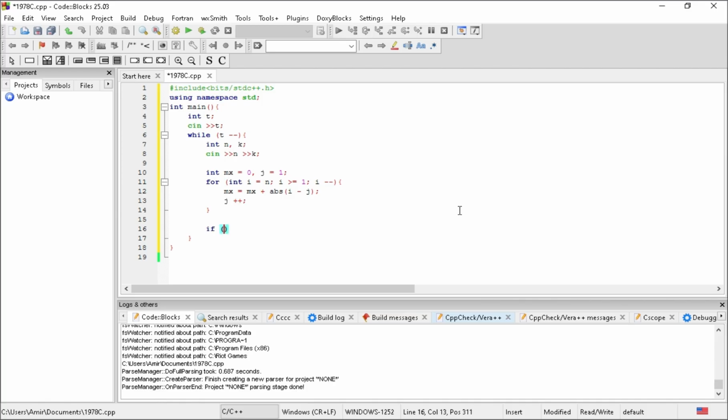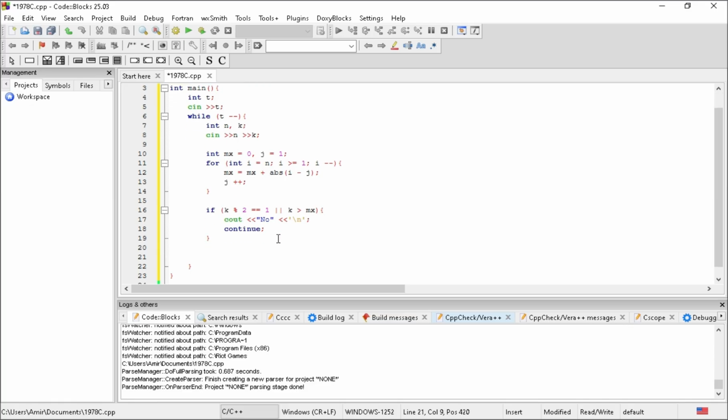So now what we're gonna do is we're gonna say no if our k is odd or our k is greater than our maximum value. We're gonna instantly say no, and we'll press continue so that we'll go to the next test case, right? And if we didn't go to the next test case, that means that we just say that we can find the permutation.